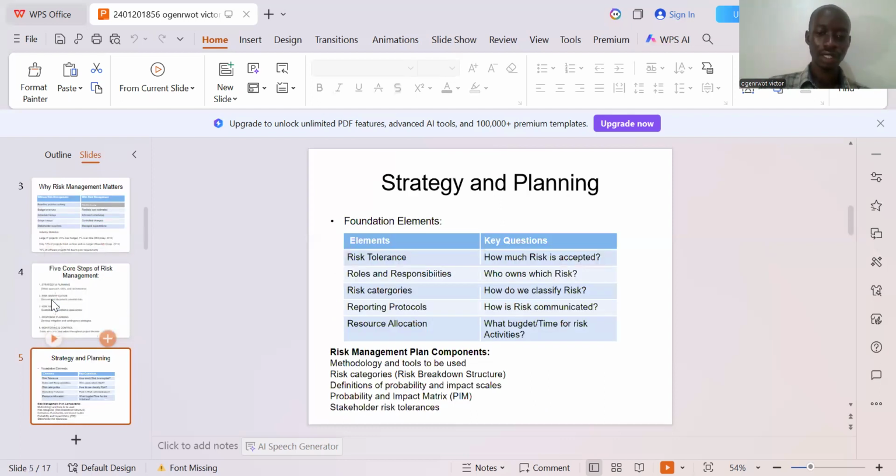Coming to the strategy, we have a small table looking at the foundation elements: the risk tolerance, which is how much risk is accepted, the responsibilities, the risk categories, the reporting protocols, and the resource allocation. What budget, and how risk is communicated, that's the reporting protocols. How do we classify the risks? When you look at a risk management plan, there are the methodologies and tools to be used, the risk categories, the definitions, the probability and impact matrix, basically the PMI, and the stakeholder risk tolerance.